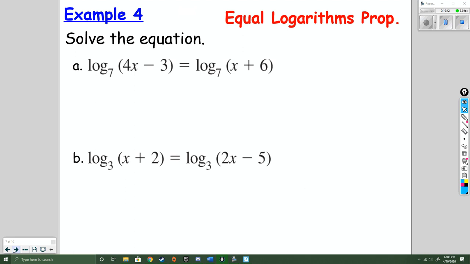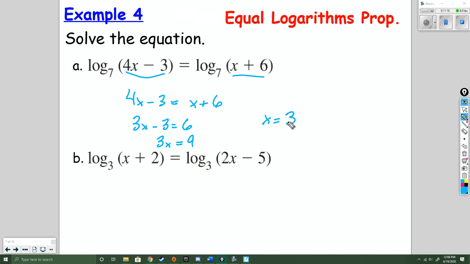All right, so using this equal logarithms property, in part A, log base 7 of the quantity 4x minus 3 equals log base 7 of the quantity x plus 6. Obviously, they got the same base, so these arguments have to be the same. So 4x minus 3 equals x plus 6, and we can just solve from there. Subtract x on both sides. Add 3. Divide by 3, and we get x equals 3.